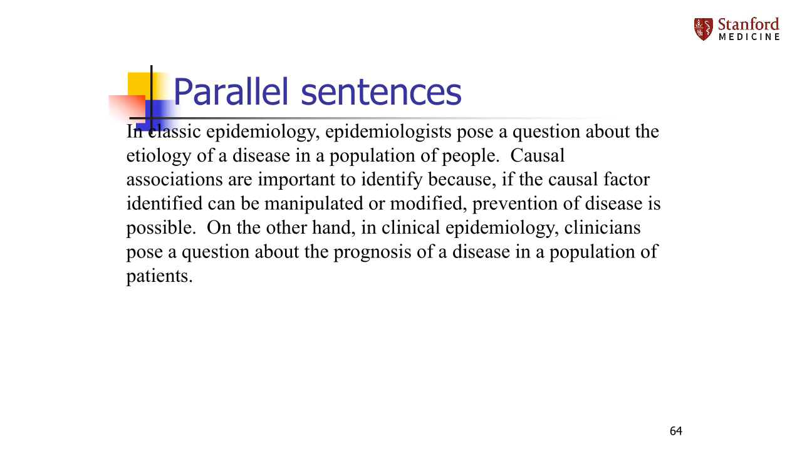All right, in the next few sentences, I want to point out that the authors have used parallel sentence structure across multiple sentences. This is great. They just need to bring it out a bit more. Notice the structure here. They say, in classic epidemiology, epidemiologists pose a question about the etiology of a disease in a population of people. Well, later on, we get something very similar. In clinical epidemiology, clinicians pose a question about the prognosis of a disease in a population of patients.